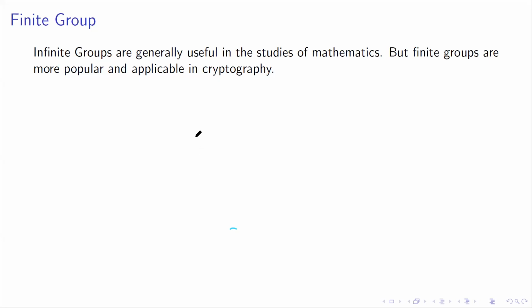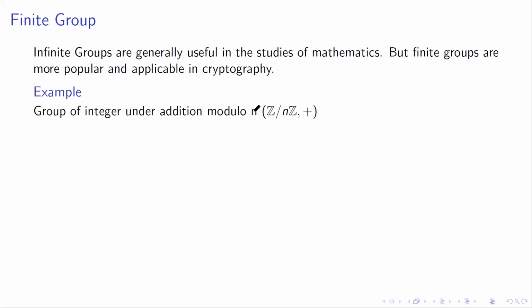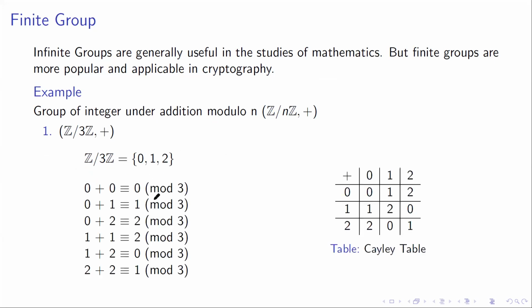So now let's look at finite groups. Finite groups are more popular and applicable in cryptography, and one example is the integers under addition modulo n. Like I said just now, if we have the integers modulo 3, then we can work out all the operations because we can combine everything, like 0 plus 0 and 0 plus 1. We try every combination, and we can see that if we use the operation, we always get an element back in the set, right? 1 is in the set, 2 is in the set, and so on.